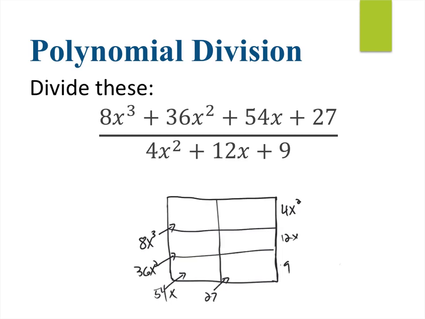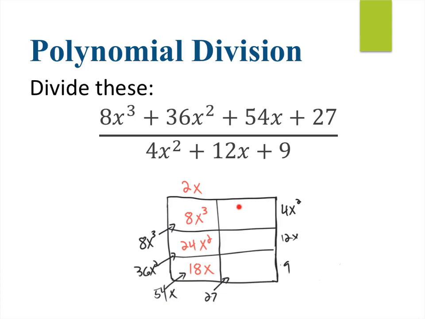All right, so now that I've got my setup going, I'm going to start again in this top right corner, 8x cubed. Something times 4x squared, so I know 2 times 4 is 8. X times x squared is x cubed. So now I get to fill in the rest of this whole row. I get to fill the rest of this in for absolutely free. So 2x times 12x is 24x squared. 2x times 9 is 18x.